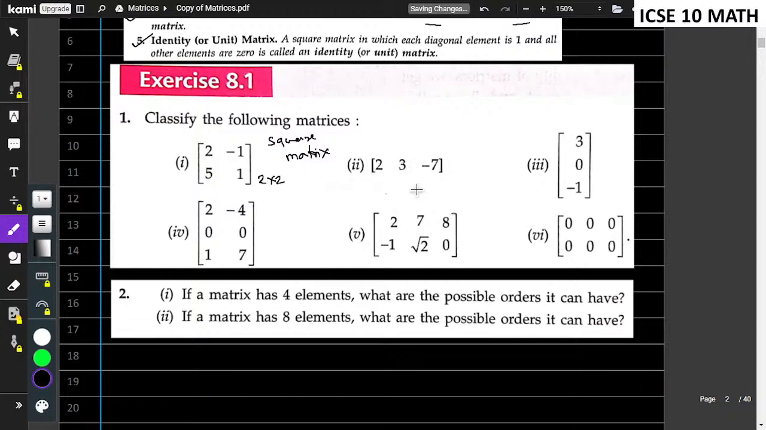Then here, what's the order? 1 row and 3 columns. Only one row is a row matrix. Yes, you guessed correct. Then this is 3 rows and 1 column. When there is 1 column, we call it a column matrix.